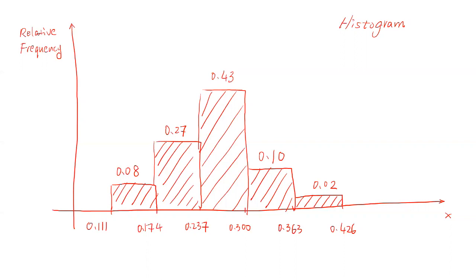That is between 0.237 to 0.300, right? Okay. In this histogram, the class interval we choose. First of all, the number of classes we choose is 5, right? And the class interval we choose is 0.063, right?